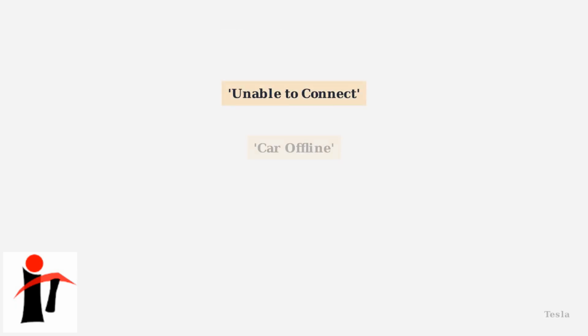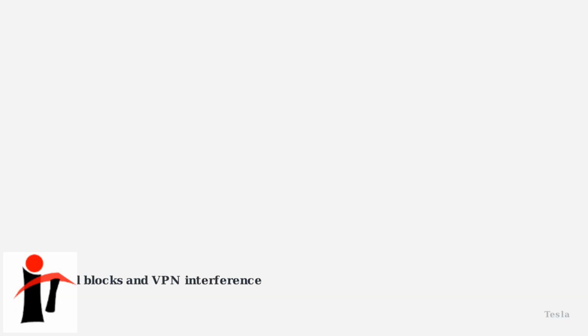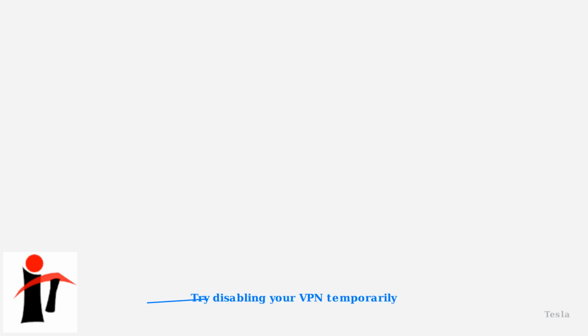When you encounter error messages like unable to connect or car offline, these often point to server-side issues or network problems on Tesla's end. The first step is to check Tesla's service status online or on social media to see if there's a known outage affecting connectivity. Firewall blocks on your network and VPN interference on your phone can also cause these connection errors. These security measures might prevent the app from reaching Tesla's servers properly. As a quick troubleshooting step, try disabling your VPN temporarily to see if that resolves the connection issue.